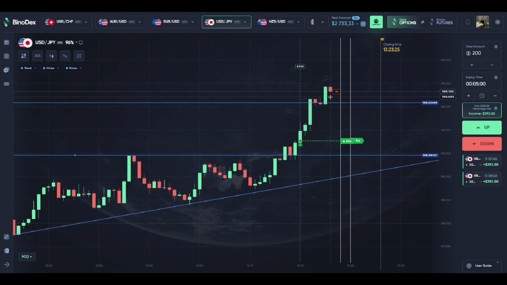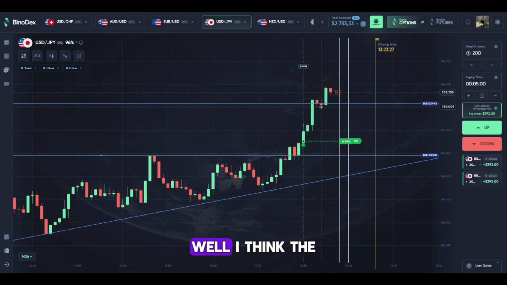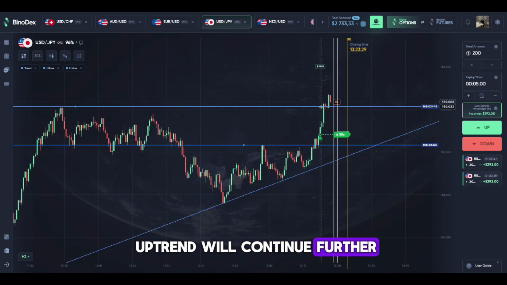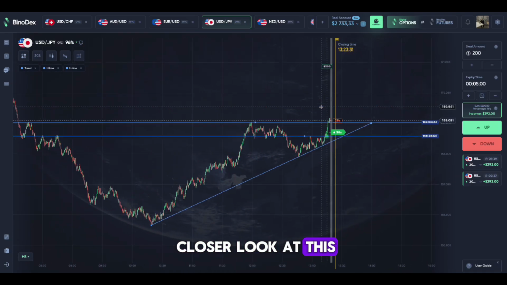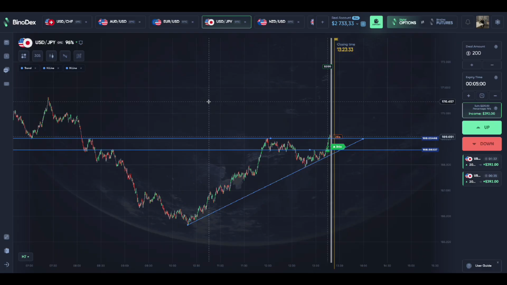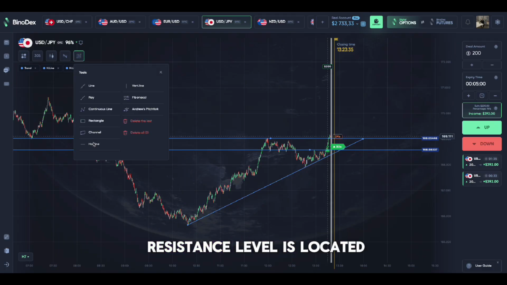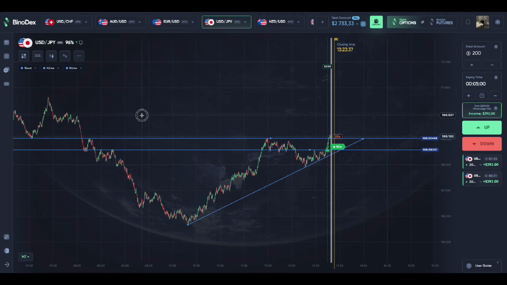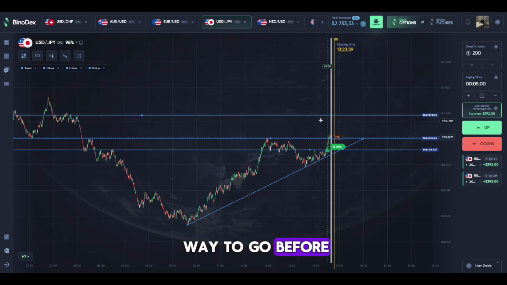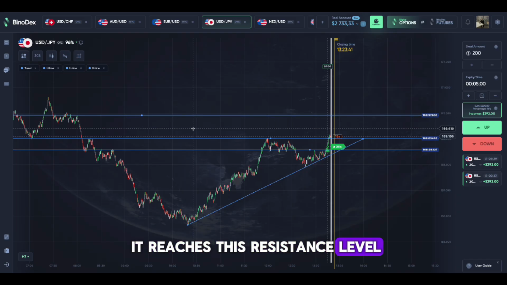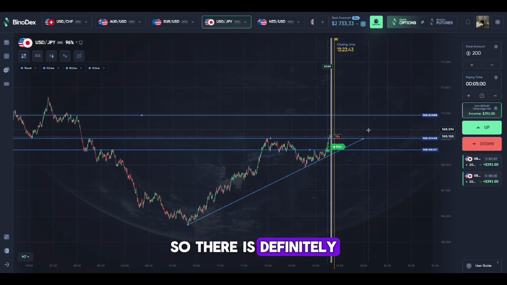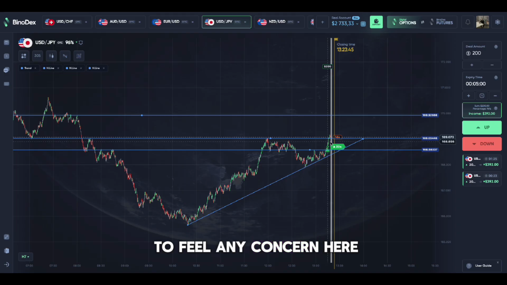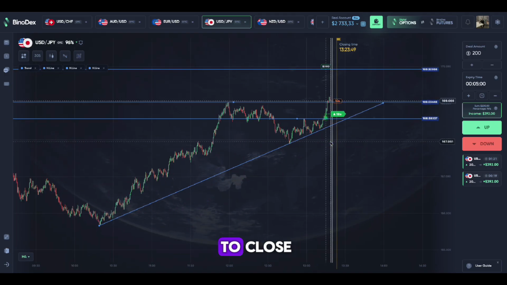Alright. Well, I think the uptrend will continue further. So, let's take a closer look at this entire basket of assets. That is, our next resistance level is located right here. The price still has a long way to go before it reaches this resistance level. So, there is definitely no reason for us to feel any concern here, and we can just patiently and calmly wait for our 2 open trades to close.